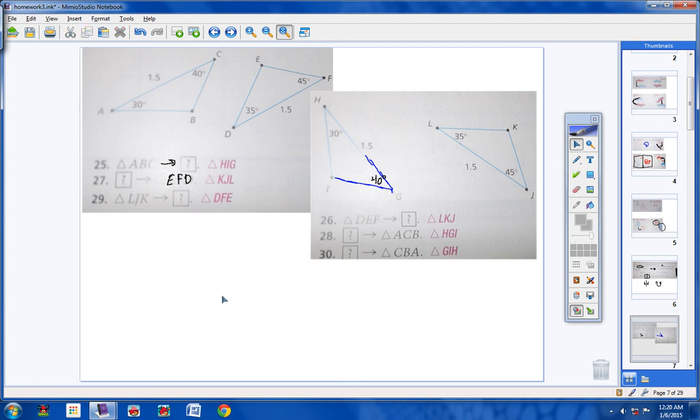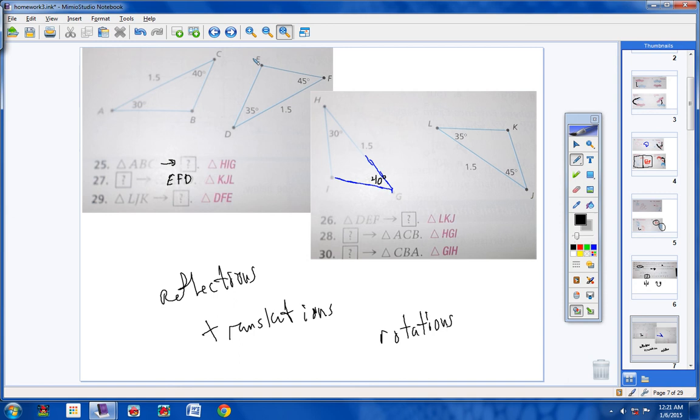Okay, so there we're just practicing seeing how you can take a triangle and map it onto another triangle by using an isometry. And what are the three types of isometries we've learned today? Reflections, translations, and rotations.